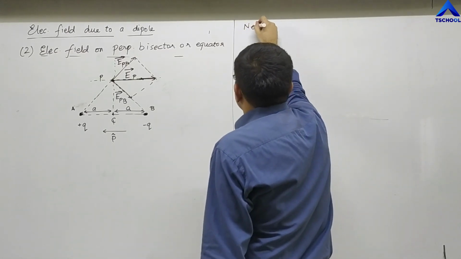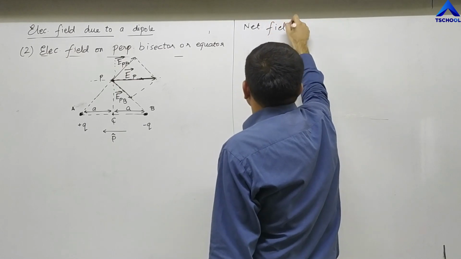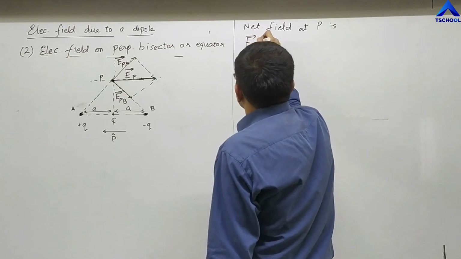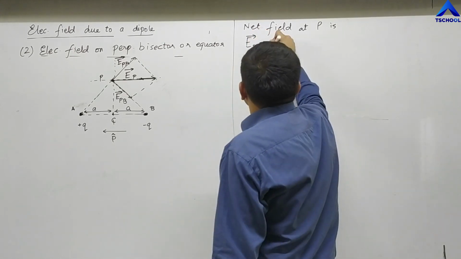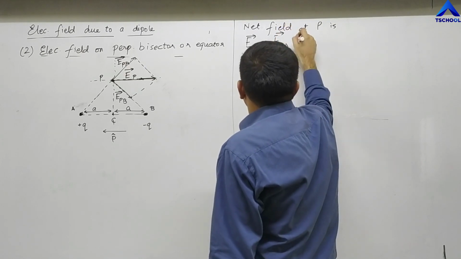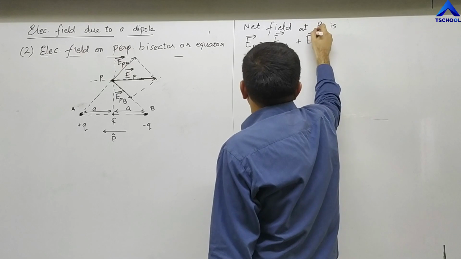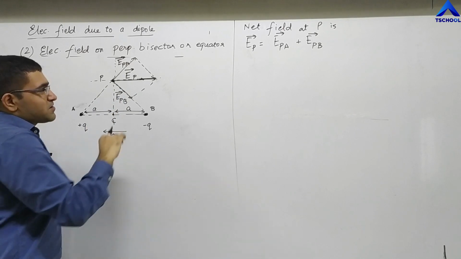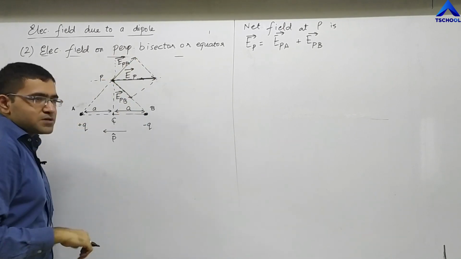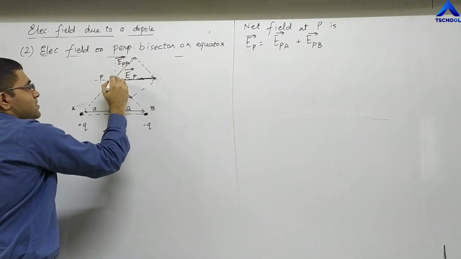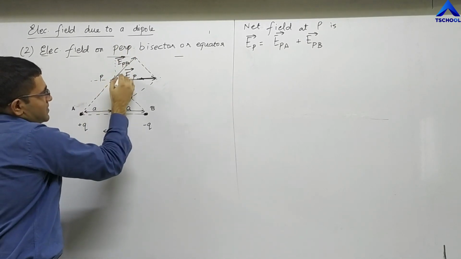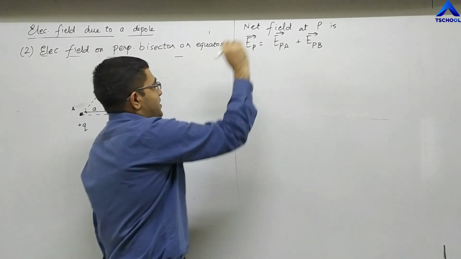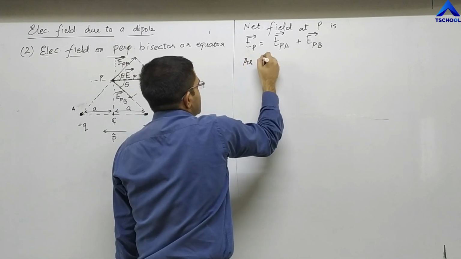We can write net field at P is E_P vector, which is equal to, what should I write? E_PA vector plus E_PB vector. Okay, we know that. Fine, that's done. We are going to describe this situation. So let's say this angle is theta. So this is also theta by symmetry. So you could write as shown in figure.